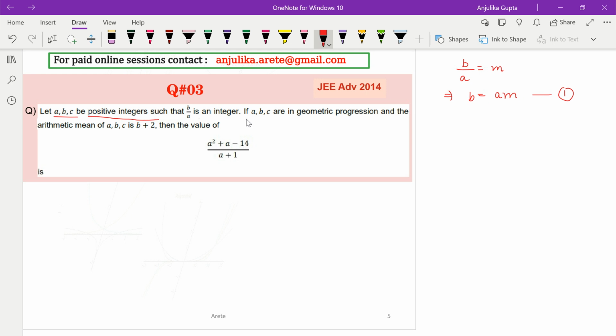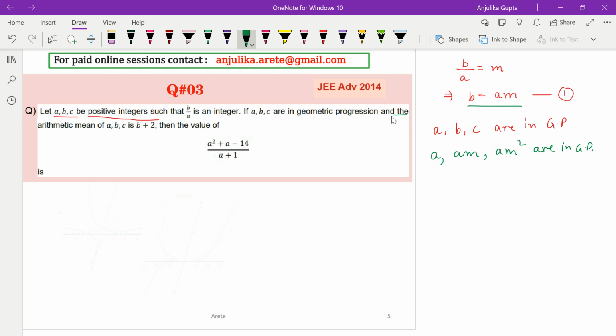Next is A, B, C are in geometric progression. Let's write that also: A, B, C are in geometric progression. Let's combine the two pieces of data we have here: B is AM. So A, AM. What is the common ratio now in the GP? M, right? So what should be C? AM square, right? So from here clearly we get that these are in GP, geometric progression.